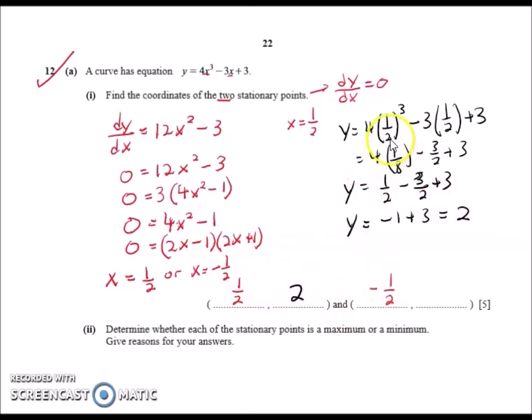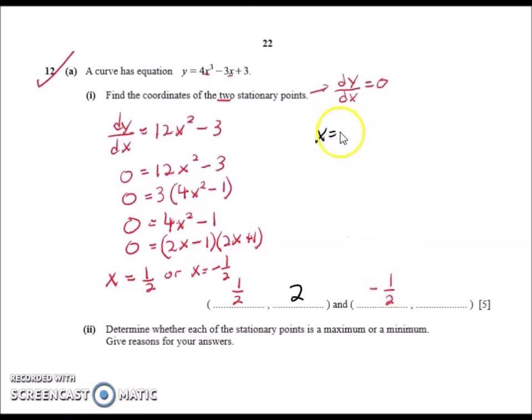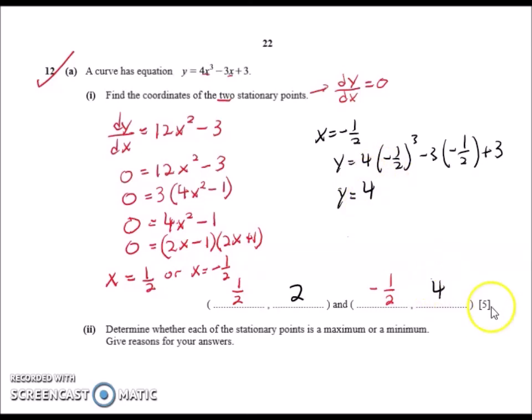Now we have to replace this with negative 1 over 2. So when x is negative 1 over 2, we just substitute inside over here, so it will become 4 times negative 1 over 2 to the power of 3, and then minus 3 times negative 1 over 2, and here will be plus 3. So when we calculate this value, we will be getting 4 as the answer. So these are the 5 marks we have obtained.